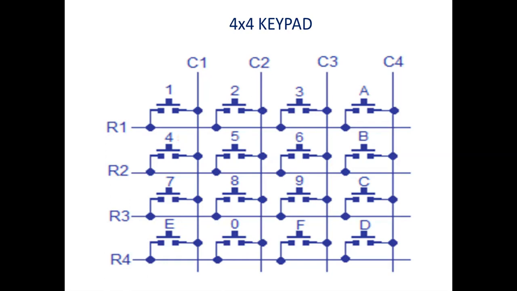From the perspective of the microcontroller, the row lines R1, R2, R3, R4 are output lines. That means your microcontroller should send logic 1 in a sequential manner to these row lines, and the column lines, column 1, column 2, column 3, column 4, are input lines, so that your microcontroller can read all the column status during a particular row scan. So the column lines act as input lines and the row lines act as output lines.